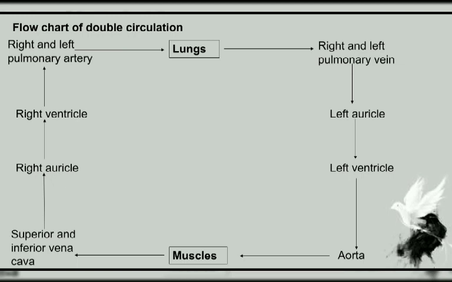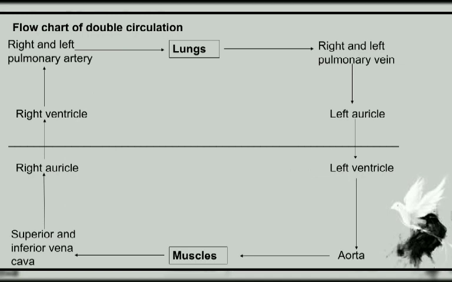This is the flow chart. You can write it like this. Here is the lung and here are the muscles. Here the lung is 2 1, and here is also that 2. Here is the muscle 1 2 1 2. In between, we have drawn one line.